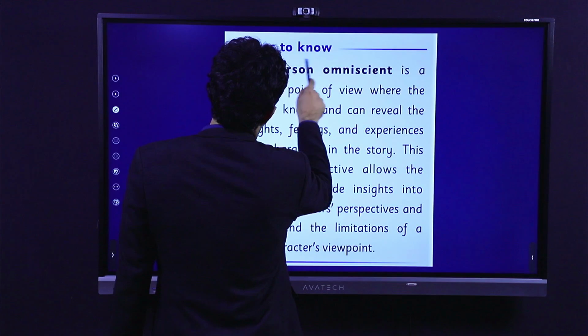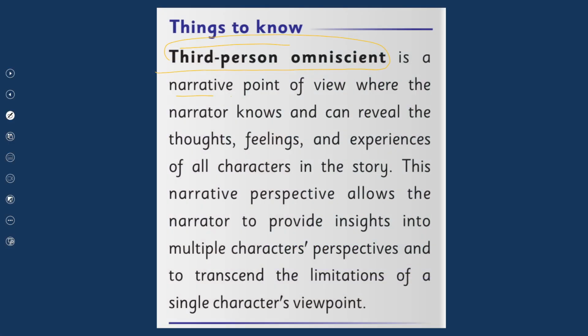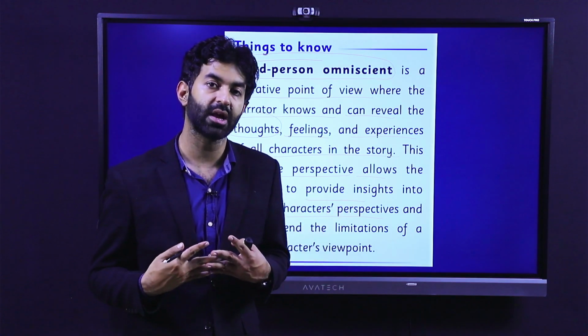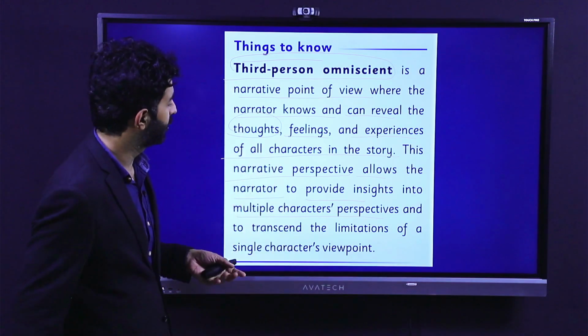Another thing to know about third person omniscient is that it is a narrative point of view where the narrator knows and can reveal the thoughts, feelings, and experiences of all characters in the story. This narrative perspective allows the narrator to provide insights into multiple characters. It means that the narrator can individually tell us about each and every character's thought, understanding, feelings, and sensation. And he's all knowing. The narrator knows everything about everybody, and he can tell a story from one character's point of view or from the rest of the characters' point of view.